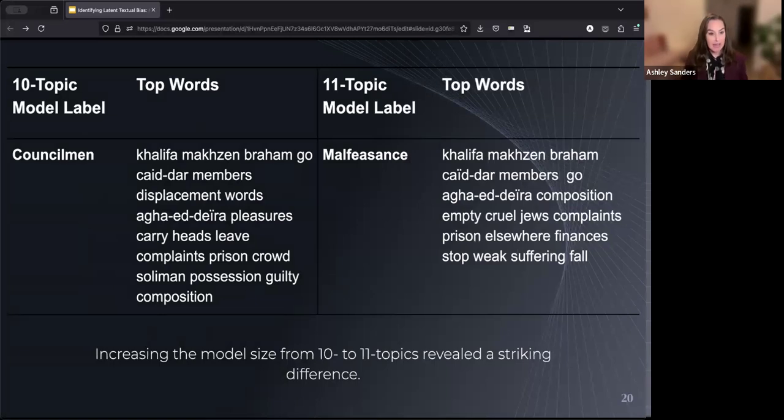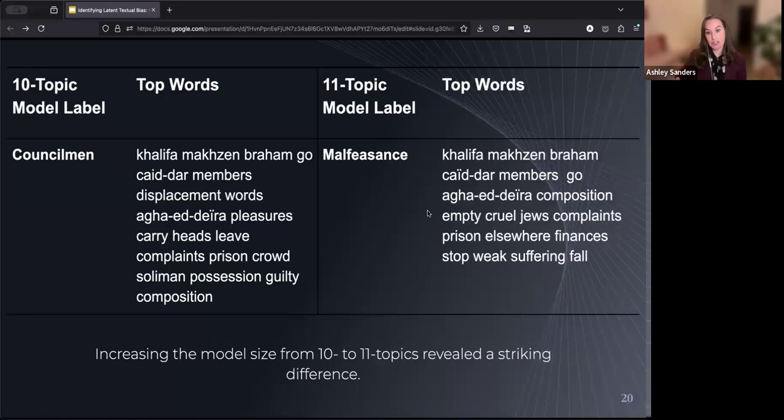So let me step back and share how I discovered this. I created a model with 10 topics, and then the coherence scores indicated that an 11 topic model might be more coherent. So I ran that and compared the 2 models side by side. What I discovered is that the topic I labeled councilman in the smaller model transformed and split into 2 different topics in the larger model, one of which I labeled malfeasance because it included some of the same terms from the smaller model, but then it had some really interesting additions.